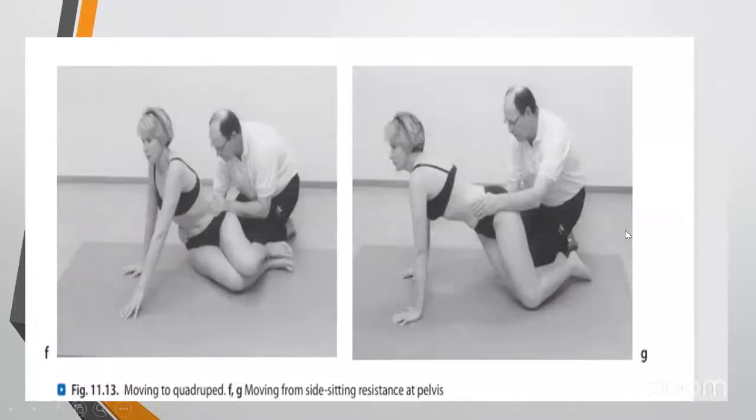Yes, we could also see moving to quadruped from side sitting by giving resistance to the pelvis. So the patient will be trying to go into quadruped, and the physiotherapist is giving resistance to the pelvis, and we'll be going back. So a technique like combination of isotonic is also possible. The patient is going in and coming back, going in, out. So you have concentric, eccentric contraction, like I mentioned earlier in the flow chart.